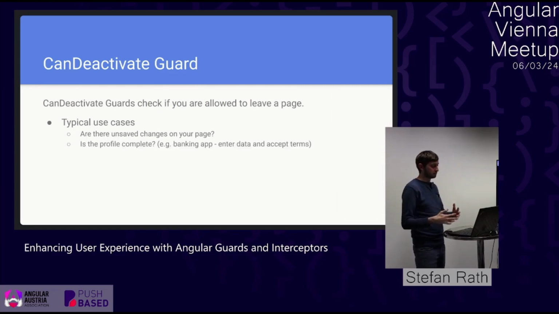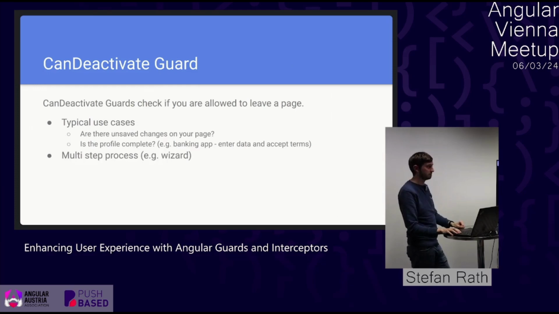Is the profile complete? For example, in a banking app, you have to enter data and accept terms. And if you don't do it, you cannot leave this "please accept everything and give us all your money" page. This is not safe, you cannot leave the route. For a multi-step process, for example a wizard with many steps, you cannot leave this step if sufficient data is missing. For a file upload, ask the user, do you really want to leave this page? The file is not uploaded yet.